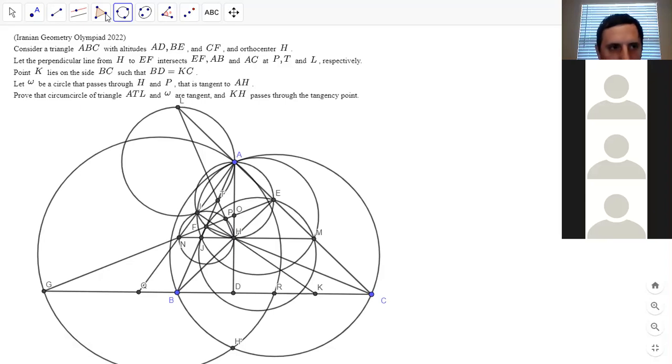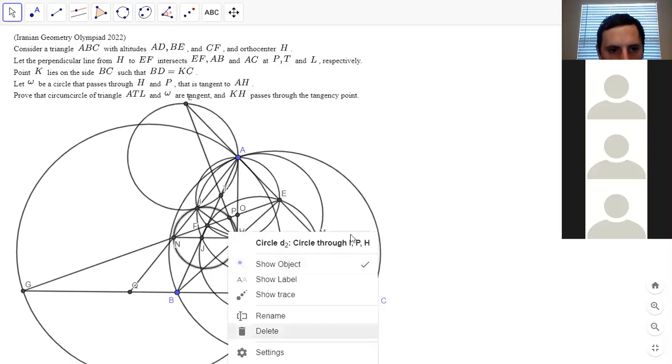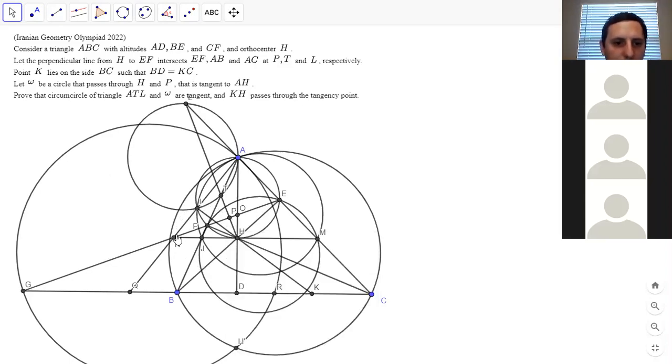So it looks like IPHN is cyclic. It is, yeah. So, okay, we have angle NPH and NIH are 90. And so that shows that it's cyclic and it's tangent to AH. And I think that solves the whole problem, right?